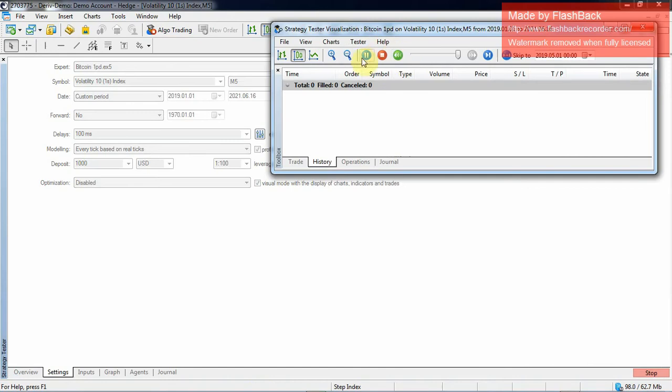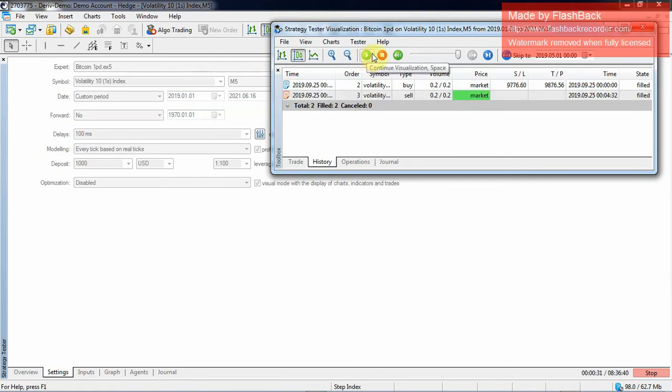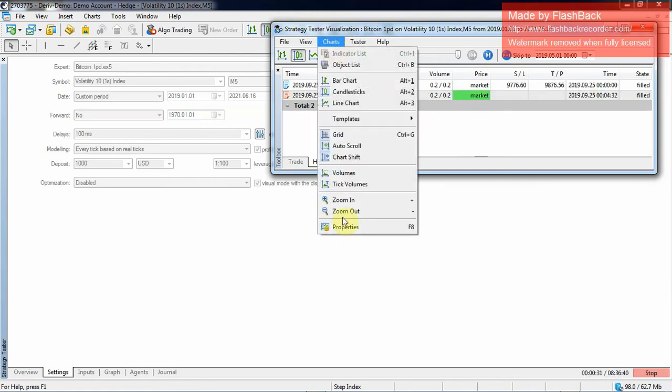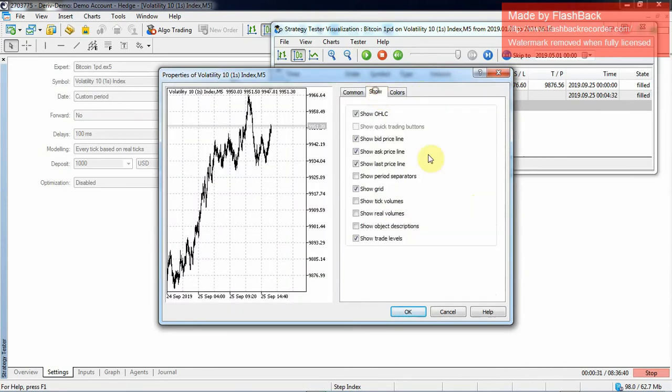Okay, that's the strategy tester visualizer for MT5. Since this robot trades MT5, we're using the MT5 strategy tester. The backtest will start in a moment. It's loading. Okay, the backtest has started. Let me just pause and change the color code from black and green to black and white, so that you see the trades well.